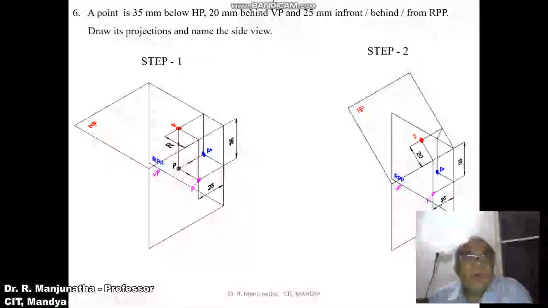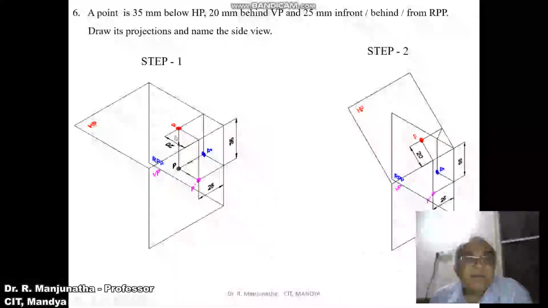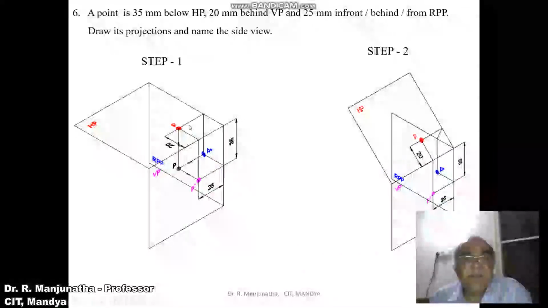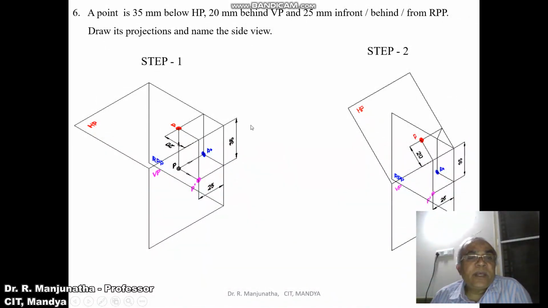So this is how, whenever the distance is given with respect to the profile plane, in general, it can be taken in both VP as well as HP. That is only because the distance behind RPP is seen in VP as well as in HP. So this is how we are able to analyze this problem in 3 dimensions.